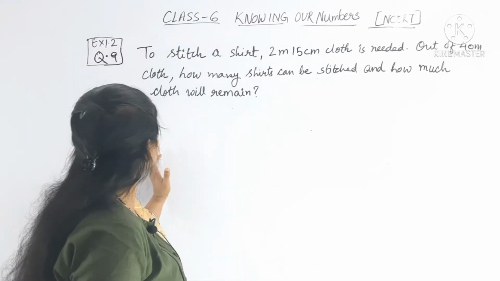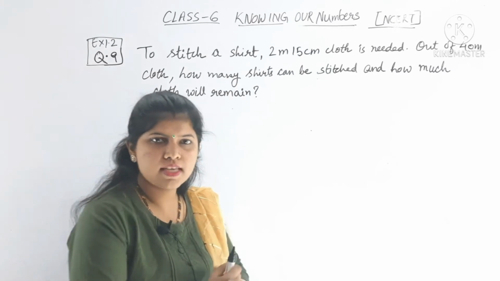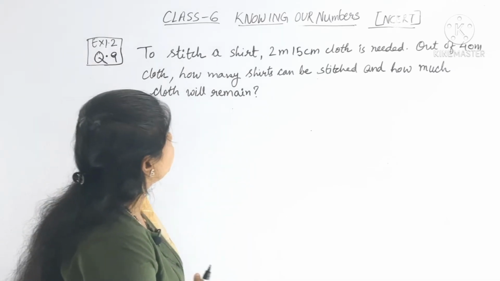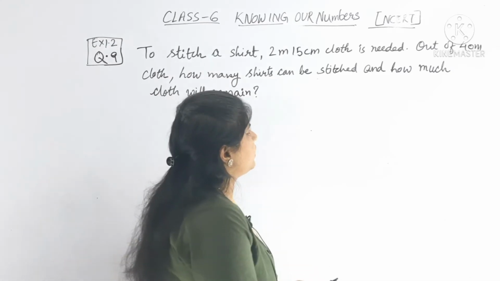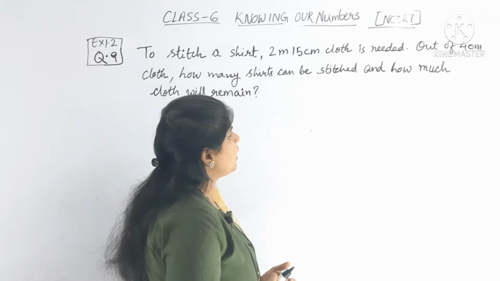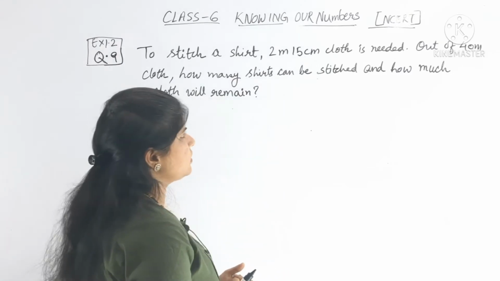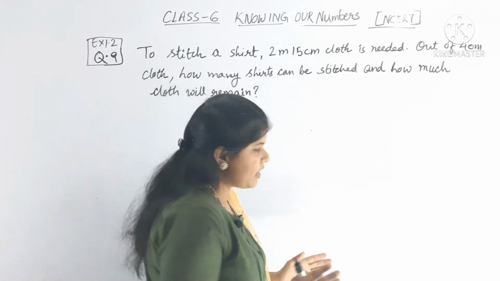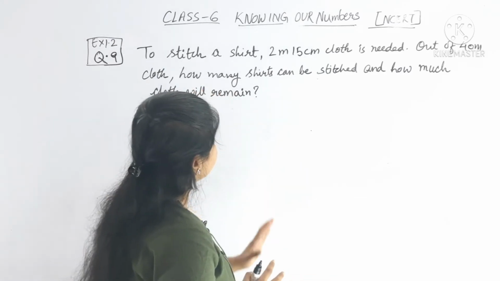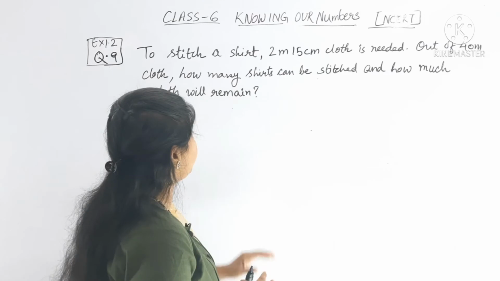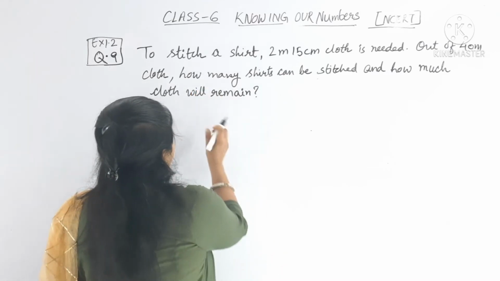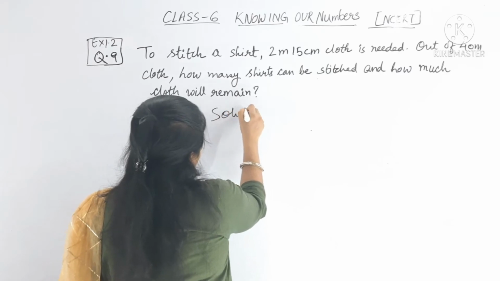Now let's see question number 9 of exercise 1.2. What is question number 9? To stitch a shirt, 2 meter 15 centimeter cloth is needed. Out of 40 meter cloth, means we have the total cloth 40 meter, how many shirts can be stitched and how much cloth will remain? We have to find these two things. So I am writing the solution here.